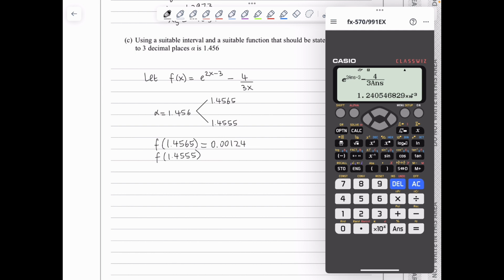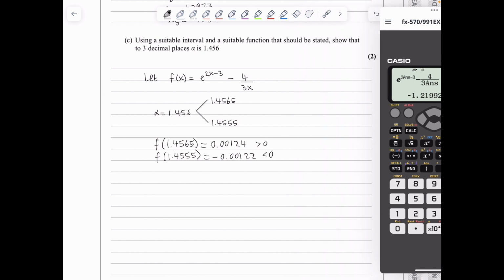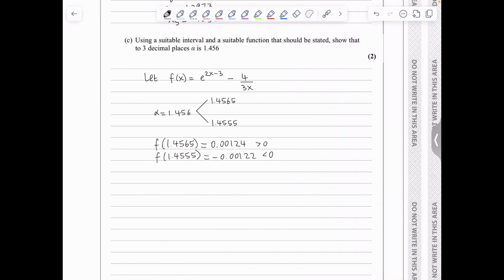and I need to do the same for f of 1.4555. So on my calculator I press 1.4555, I press the equal sign, I store it on my answer key, and I press the cursor up to obtain the previous expression. I press the equal sign, and this is negative 0.00122. So this is the change of sign. The first value was positive, the second value was negative.